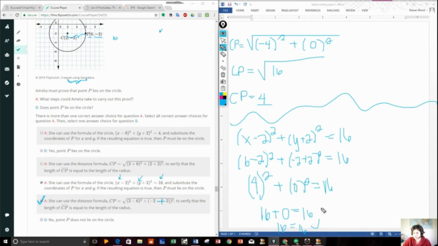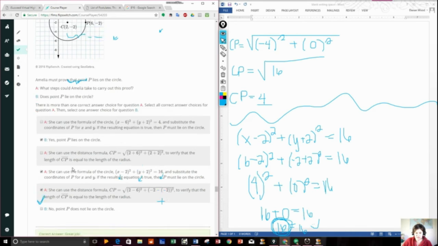Yes. So then it lies on that. It has to lie on the circle because this result, 16, that we found, only works when the radius is 4. That's the only way we would end up with a 16 on that side. So the radiuses would have to be the same. So yes, point P lies on the circle.